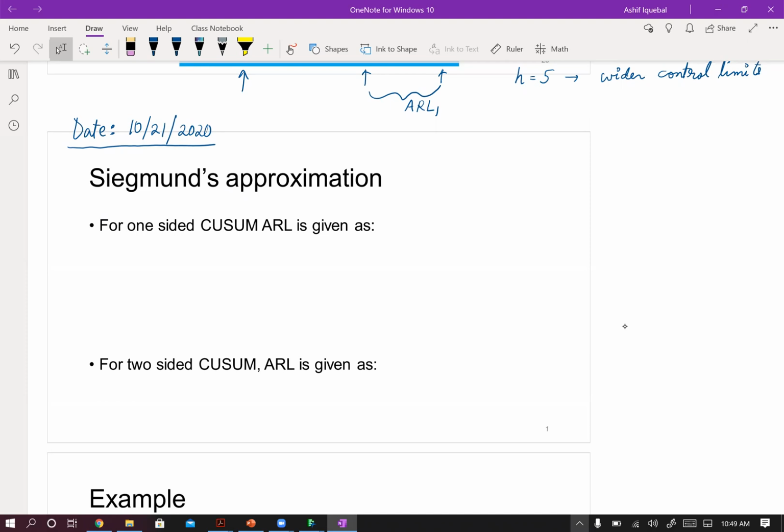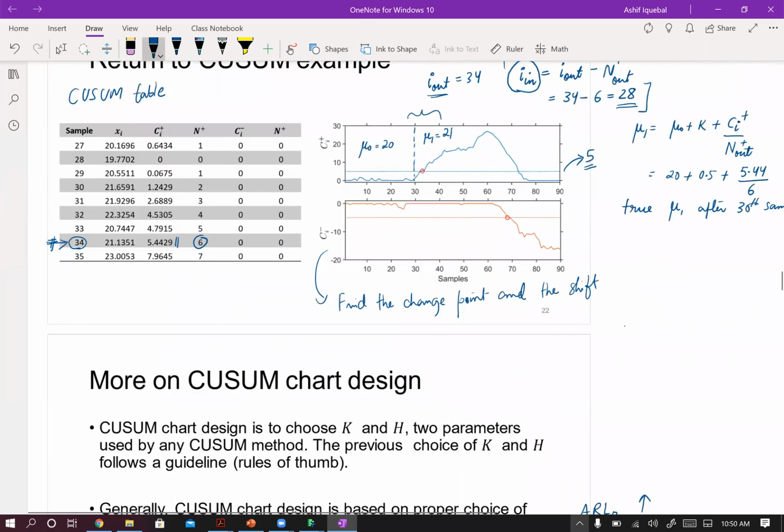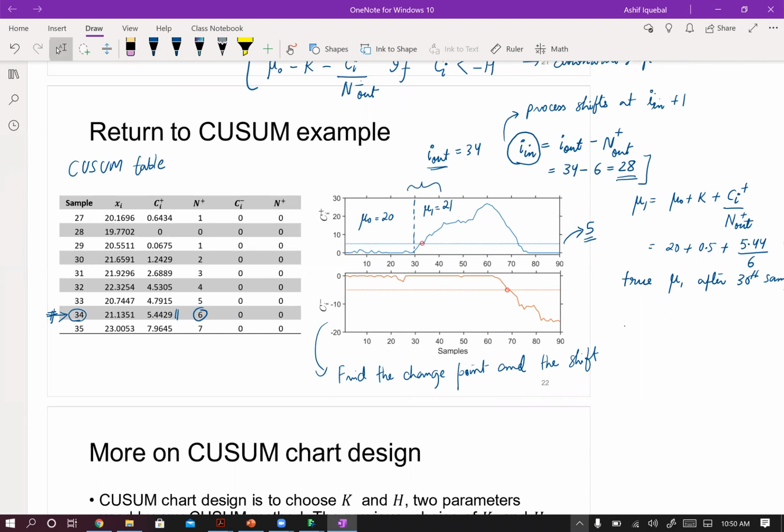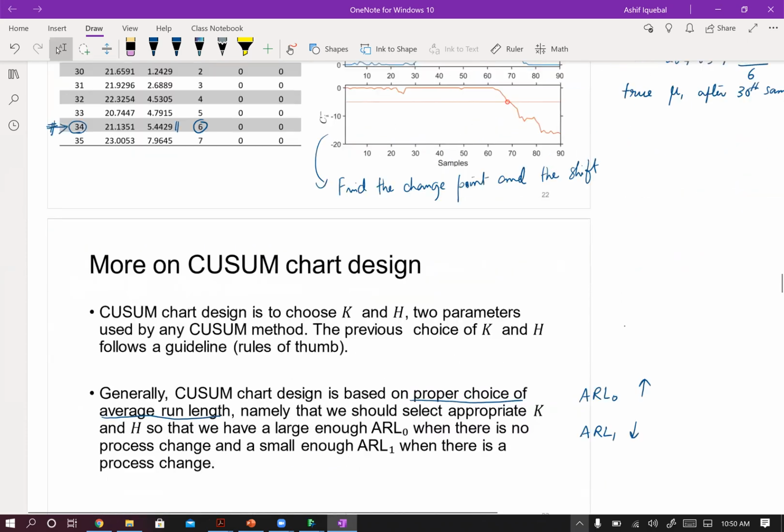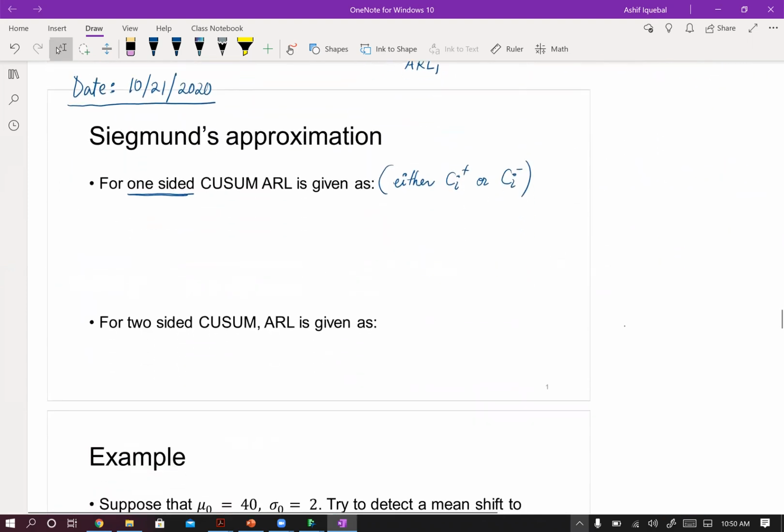Right, so let's start by looking at one-sided CUSUM ARL1. When I say one-sided, I'm basically trying to say that you are just plotting Ci plus or you're just plotting Ci minus. Now, if you go back to the example that we did, these are one-sided CUSUM control limits, right? We have Ci plus as one control chart, and we have Ci minus as another control chart. But if you plot them together, that's when we call this a two-sided CUSUM chart, right? So we'll see how to estimate the value of average run length in each of these two cases.